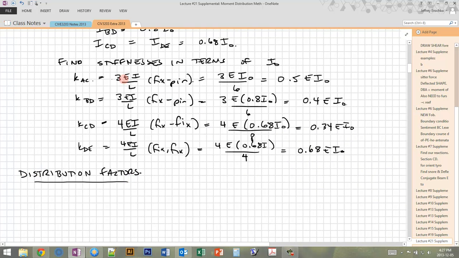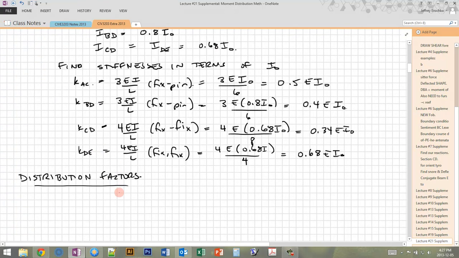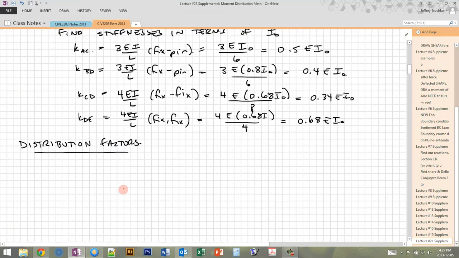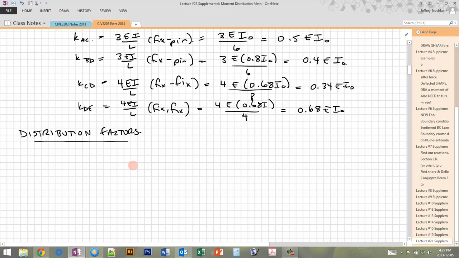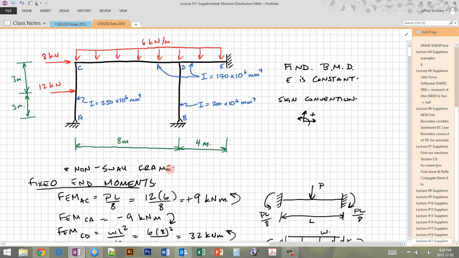Okay, and now the stiffnesses were the same for each element, right? So it didn't matter for each end, it's the same. AC or CA, it's the same, but the distribution factor is different for each member at each joint. So a member at one end could have a different distribution factor than a member at the other end. But one important thing to remember: if we're looking at DFAC, the first letter is the near side, and the second is the far side. So A is the near side, C is the far side.